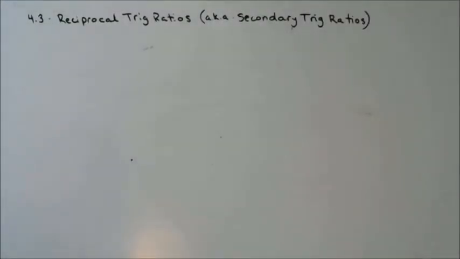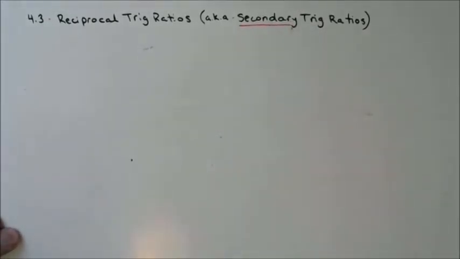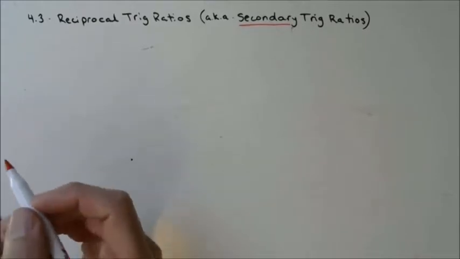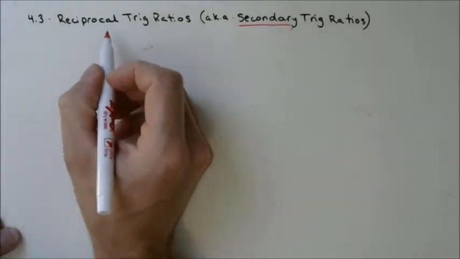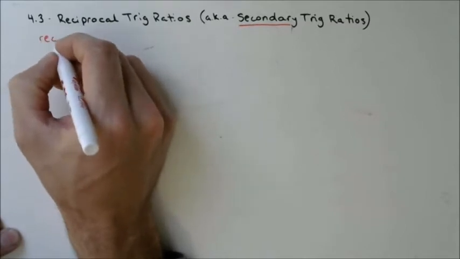Reciprocal trigonometric ratios. We also call them secondary trigonometric ratios, and they each pair up with a primary trigonometric ratio. But the first thing we want to talk about, we want to use this word reciprocal. Well, what is a reciprocal?